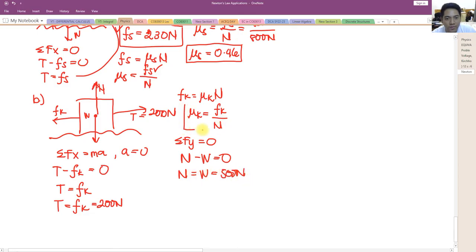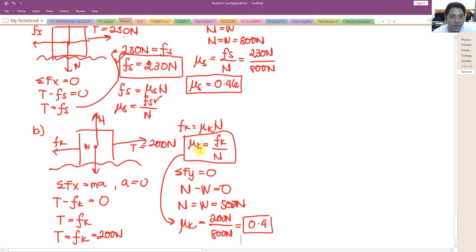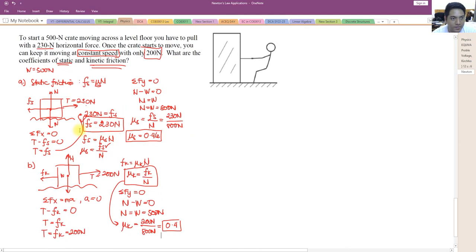And again, using this formula to get the coefficient of kinetic friction, we have mu sub k equals the friction force of 200 newtons over 500 newtons here. So that would be 2/5, or just simply 0.4. That's the coefficient of kinetic friction for this problem.